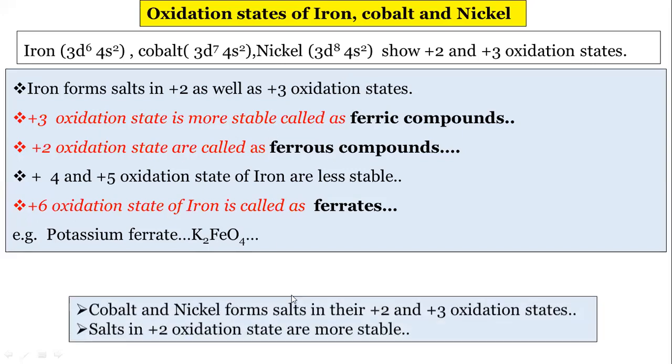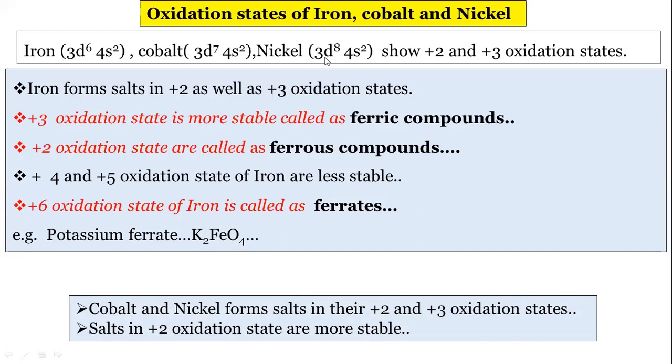Then cobalt and nickel show +2 and +3 oxidation states. The +2 oxidation state is more stable. Generally, cobalt shows the +3 oxidation state, but nickel shows the +2 oxidation state.